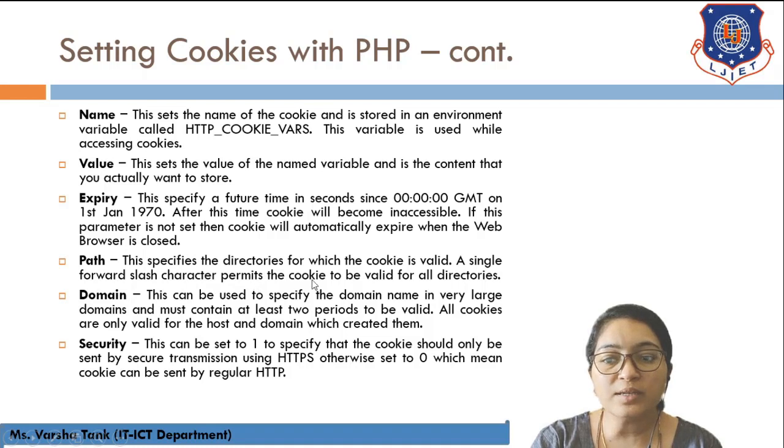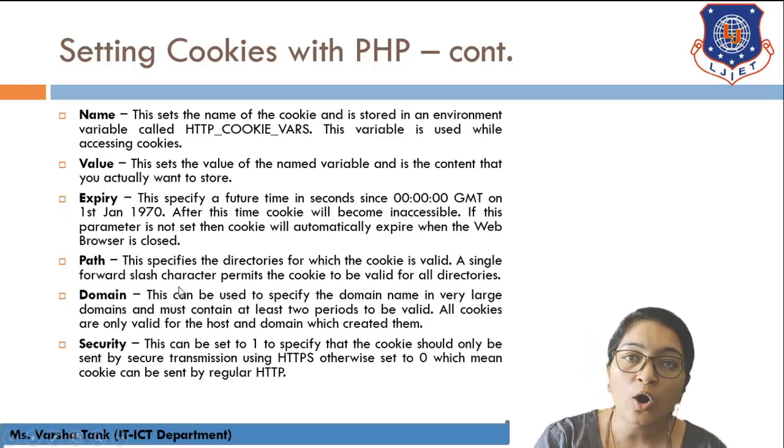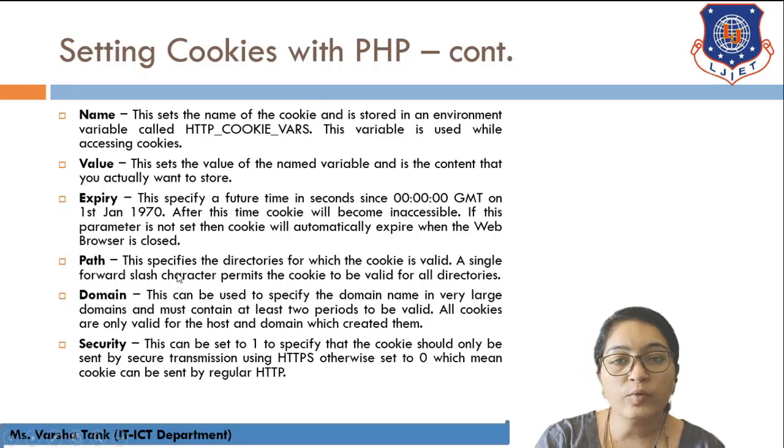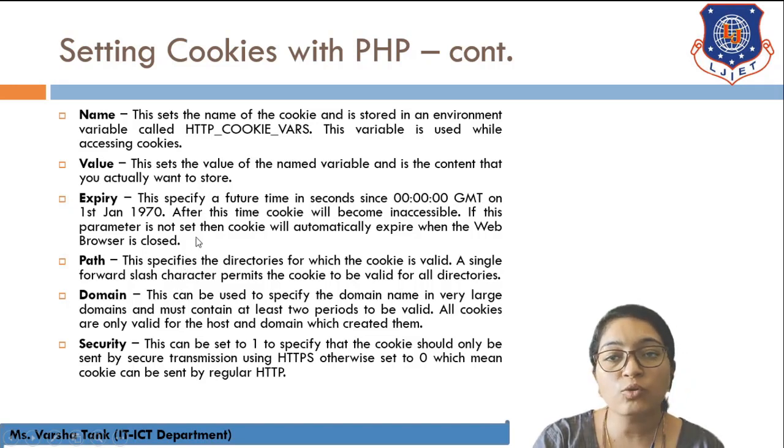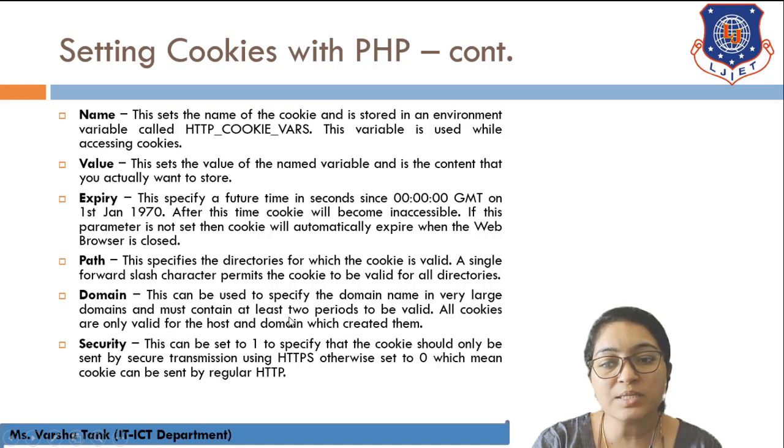Now next is path. This specifies the directories for which the cookie is valid. So a single forward slash character permits the cookie to be valid for all the directories. So if you want to set the cookie valid for all the directories, you just have to use the single slash. Now next is domain. This can be used to specify the domain name in very large domains and must contain at least 2 periods to be valid.